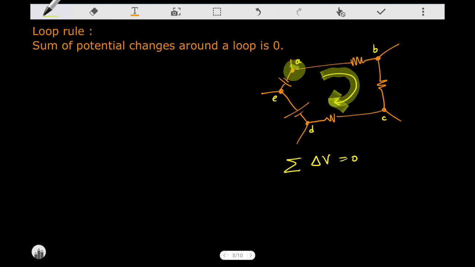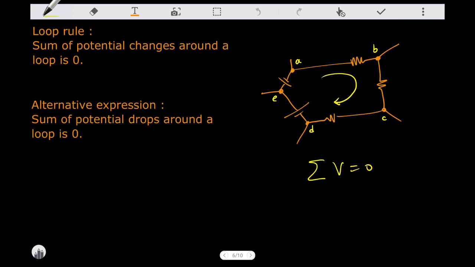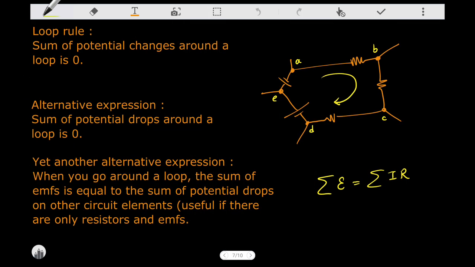Okay. In this case too, I don't have to talk about potential differences. I can also express the same expression in terms of the potential drops. That's also an alternative. It's a nice alternative, especially if there are resistors. This might be a better way of thinking about it. And of course, this is not it. That's not the final word. There's yet another alternative expression.